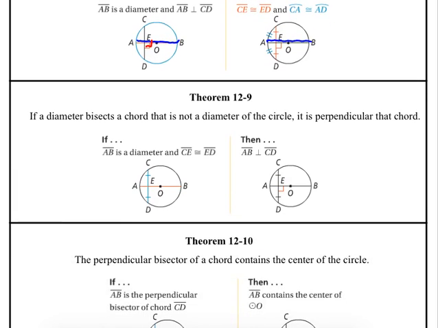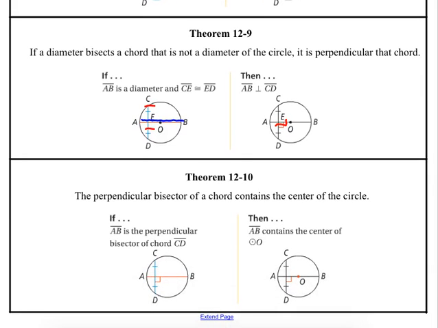Now this one says, if our diameter bisects our chord, then it must be perpendicular. Well, duh, you just said that. So again, if the diameter bisects the chord, hold that right there, then it's perpendicular to the chord. Great, thanks for telling us again.